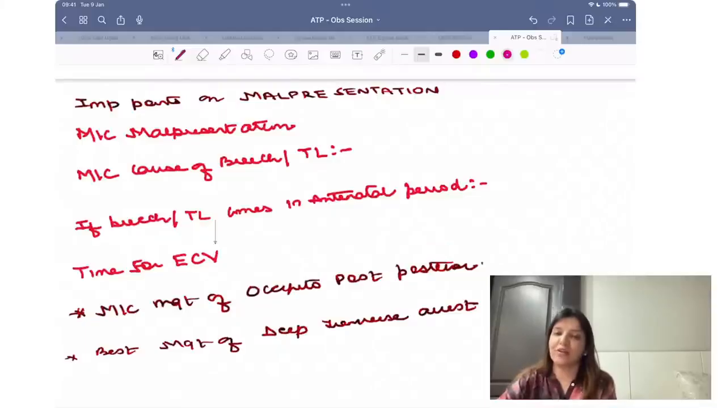Gynae I will be taking single session. लंबा session होगा, 3 to 4 hours का session होगा, speed यही होगी.